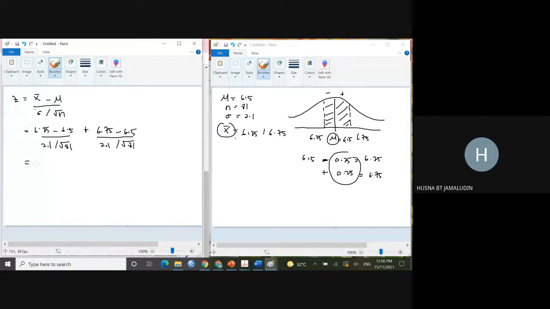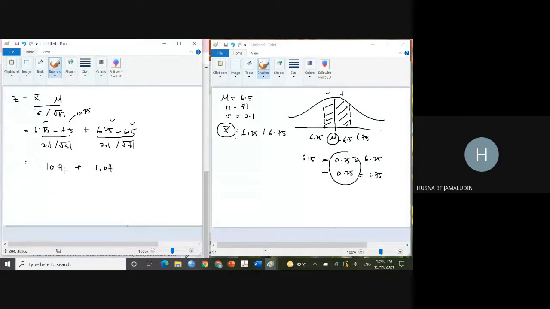So the first working will give you the value of negative 1.07. Some of you maybe take the 0.25 here instead of minus this, because you look at the difference, right? The difference between sample mean and population mean is 0.25. So you may take this value, I can still consider that. And then the second one, because this is larger compared to this one, you will have a positive number, which is 1.07.